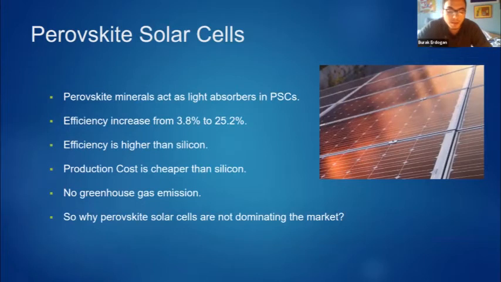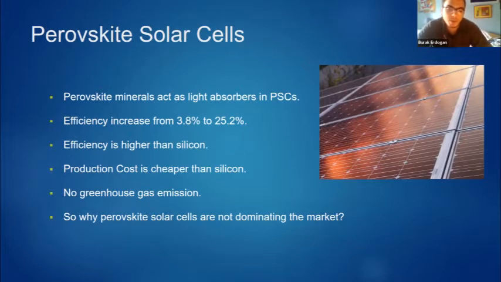Perovskite solar cells. Perovskites are used as the light absorbers in perovskite solar cells. In the last decade, their efficiency increased from 3.8% to 25.2%. PCSCs have higher efficiency and they are cheaper to manufacture than silicon solar cells. Also, unlike silicon's manufacturing process, there is no gas emission.